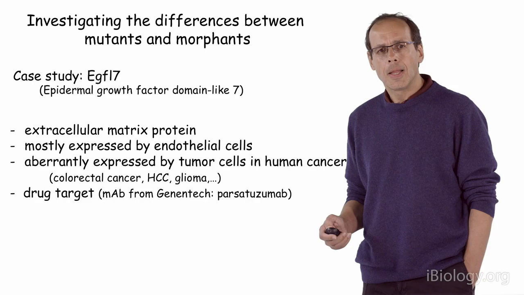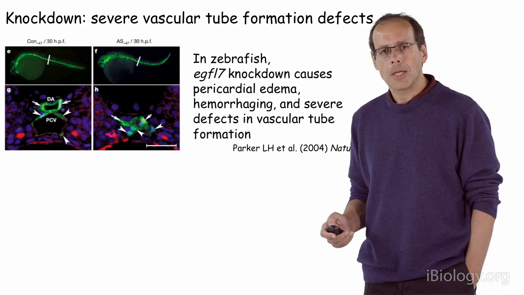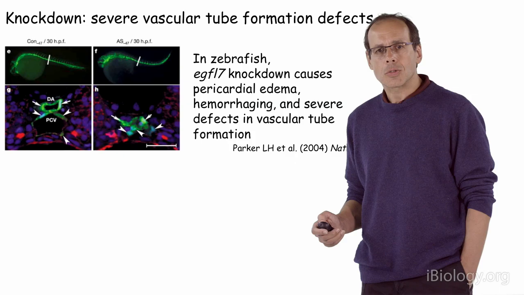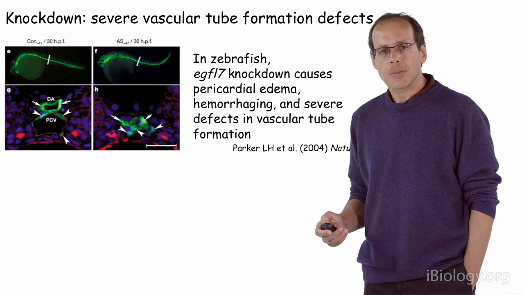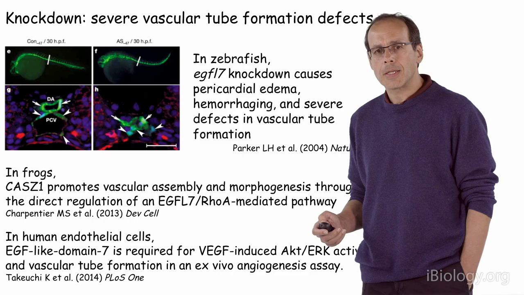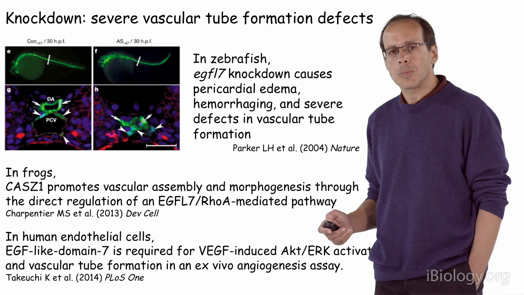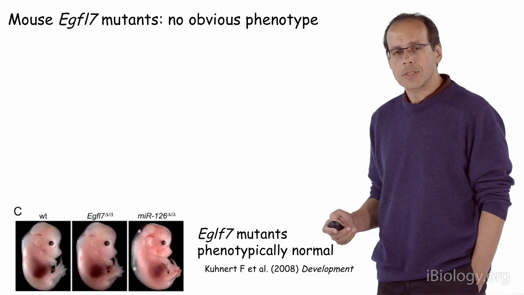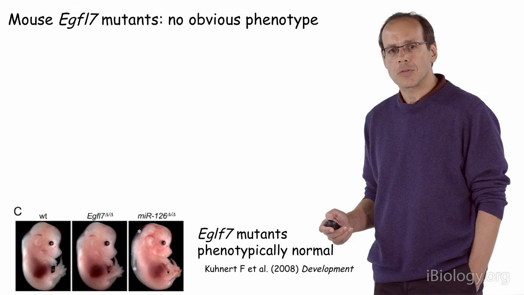So as I mentioned, in zebrafish, where the first work was done on this gene, when you knock down EGFR7 using morpholino, you see severe defects in a number of processes, including vascular tube formation, and you also get pericardial edema indicative of a failing heart. A similar phenotype was seen in the frog embryo, again using an antisense approach, as well as in human endothelial cells. And as I mentioned, in contrast to these findings, the mouse mutant was in fact phenotypically normal.